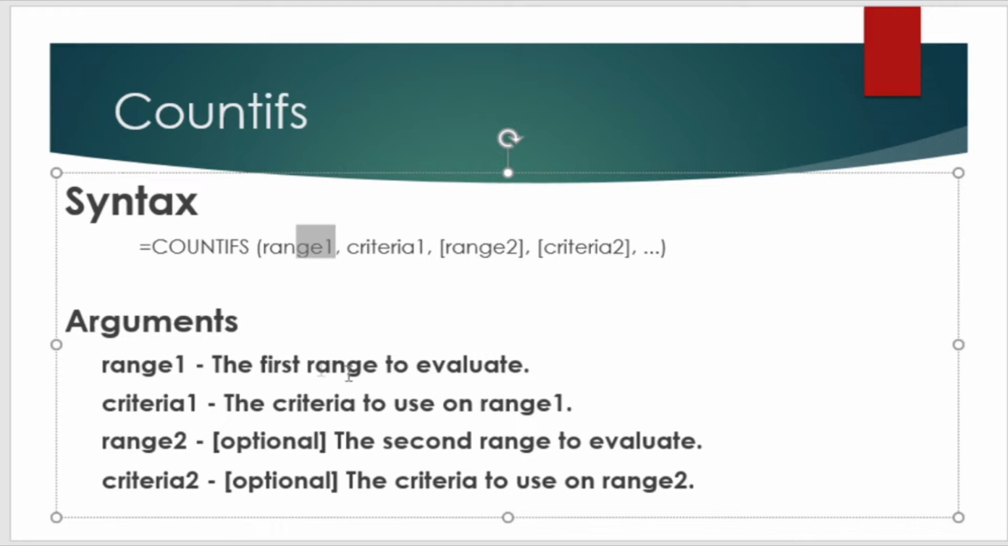Range 1 refers to the first range to evaluate. Criteria 1 refers to the criteria to use on range 1. And range 2, which is optional, is the second range to evaluate. And criteria 2 is the criteria to use on range 2.